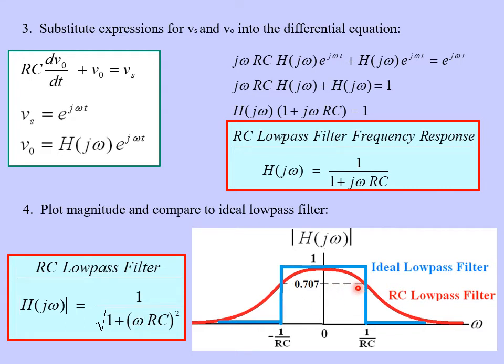So what this filter does is, when omega is equal to 1 over RC, which, by the way, is 1 over the RC time constant, the frequency response produces 0.707, which is about right here in the plot. So this is a nice way to characterize the RC filter. We can define the corner frequency as 1 over RC, and we see that it does behave as a low-pass filter.